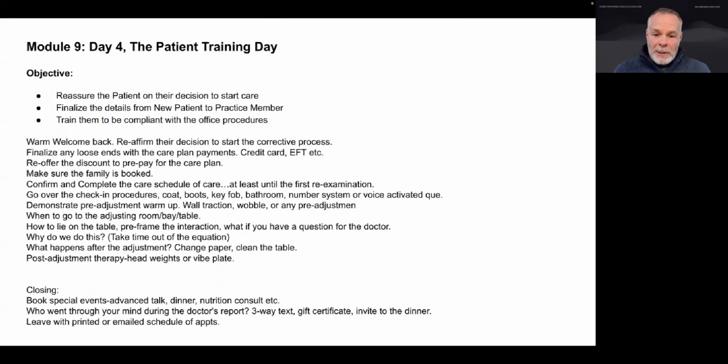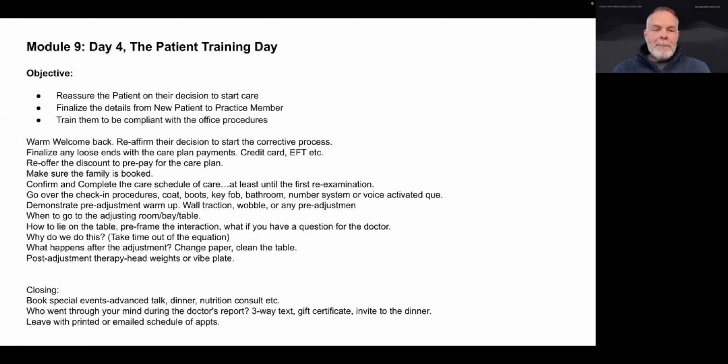We then would talk about their key fob. How would they check in? So if you have an automated system, like if you're using Atlas, or if you're using Platinum, or whatever the case is, the patient would get a key fob and they would check in, and we would show them the check-in procedures, what they would have to do, whether they sign in, whether they check in with their key fob or their card. We'd show them obviously where the bathroom is, and if they had to go to the bathroom, they would do that before they start their check-in procedures.